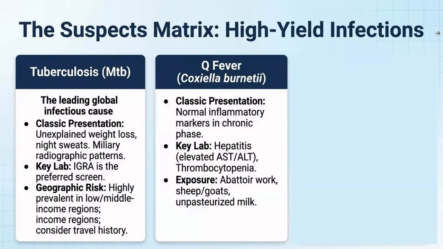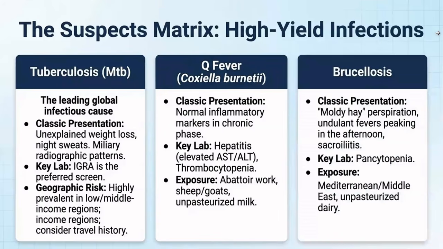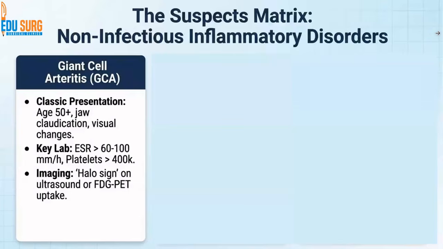Q fever, not commonly seen, but can present with elevated AST, ALT, and thrombocytopenia. Inflammatory markers may be normal. Abattoir work, exposure to animals, and unpasteurized milk is the common history. For brucellosis, you will see moldy hay odor perspiration, fevers which peak in the afternoon, and a classical symptom of sacroiliitis. Middle East and Mediterranean exposure is commonly seen. An important laboratory parameter is pancytopenia, and consumption of unpasteurized dairy in the history.